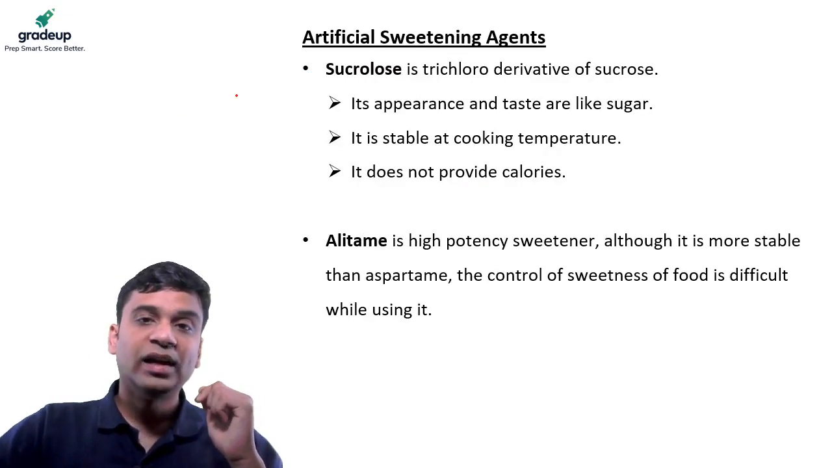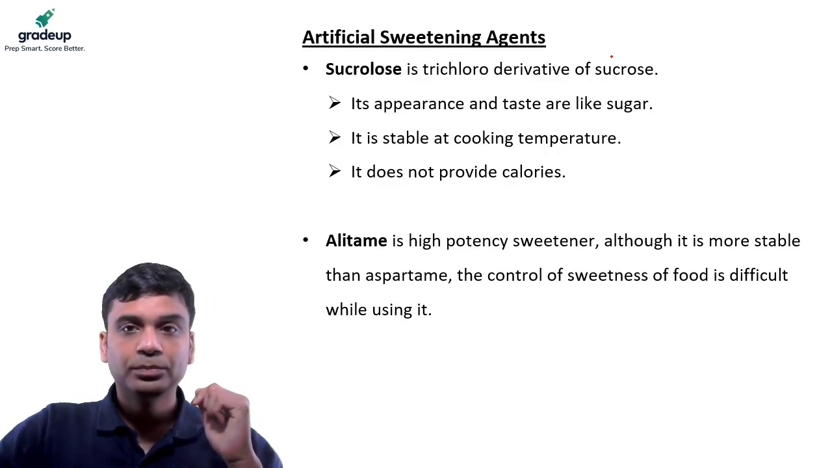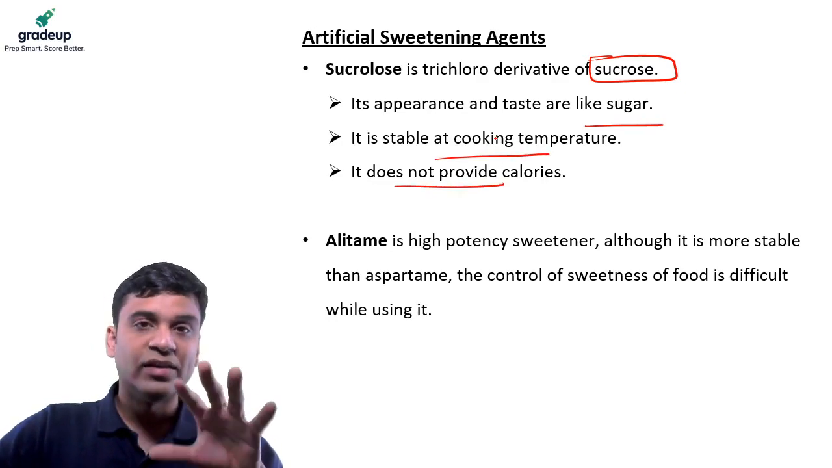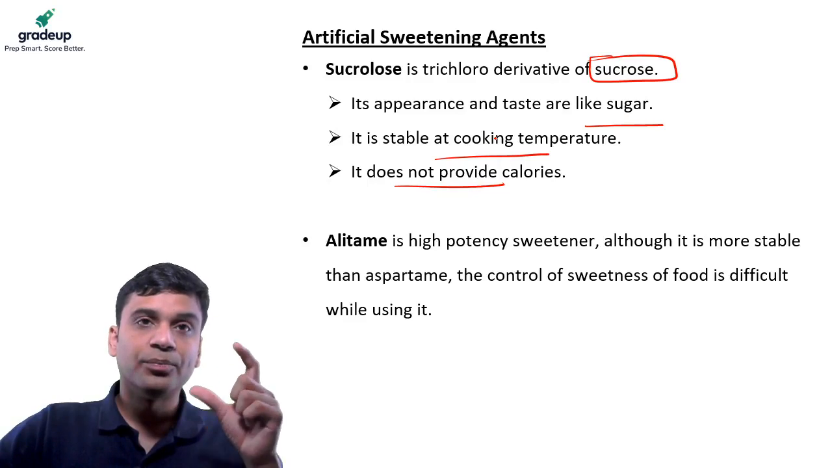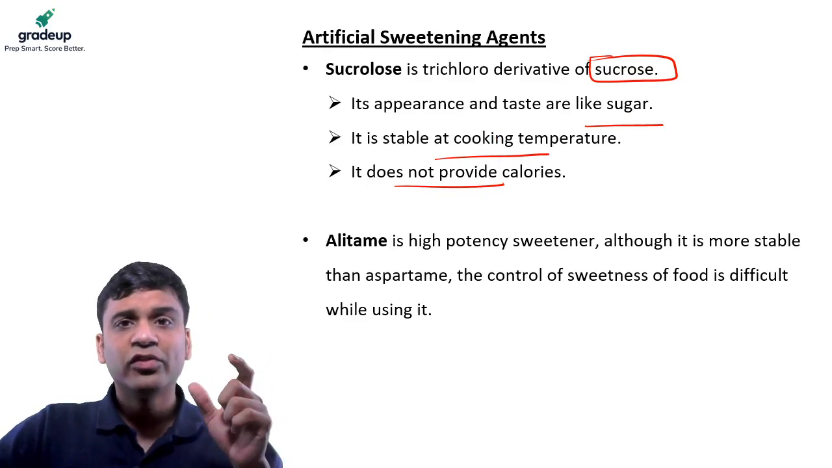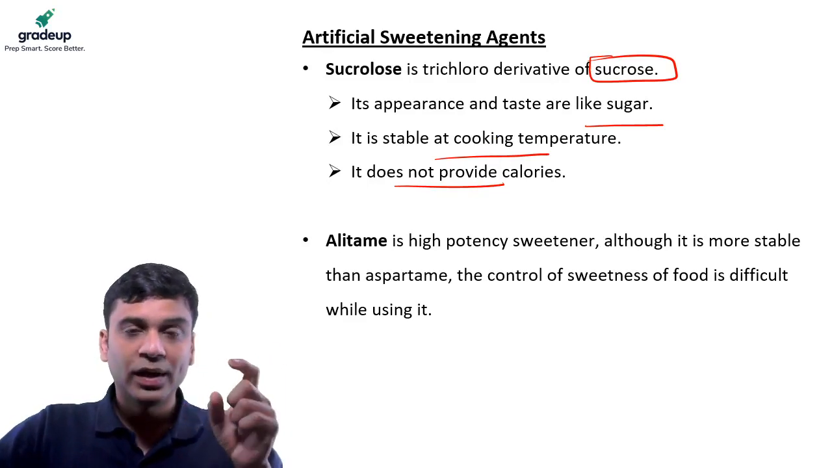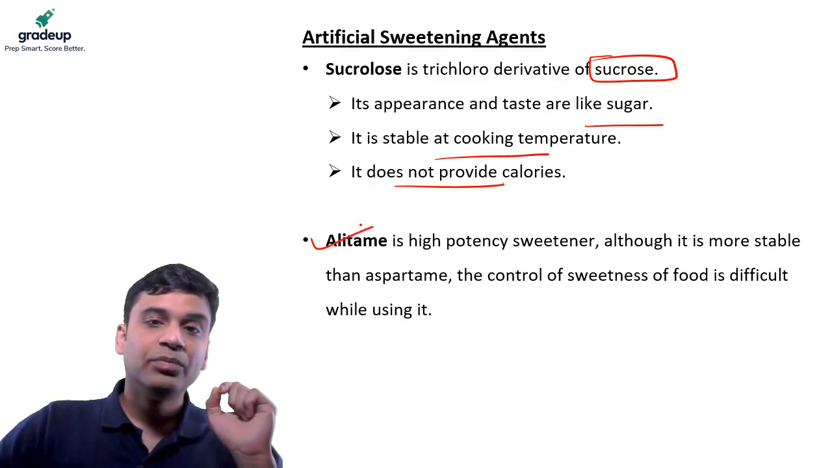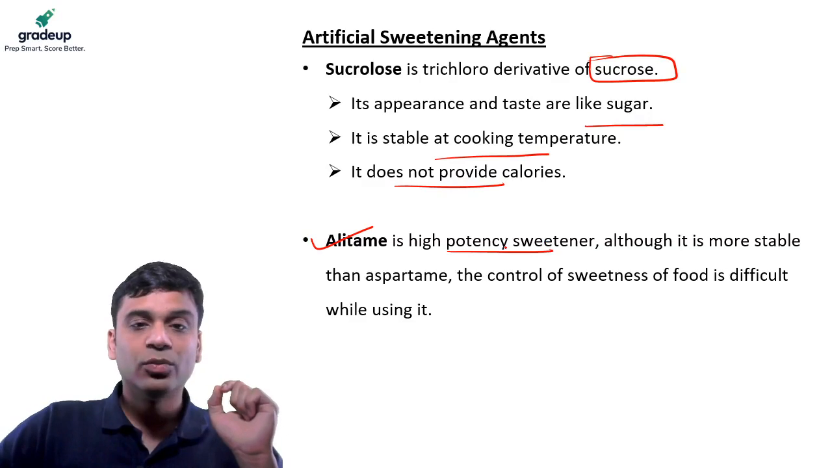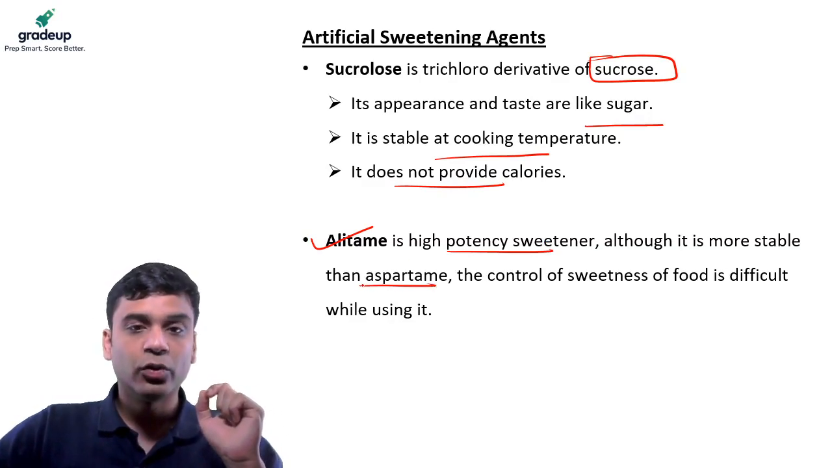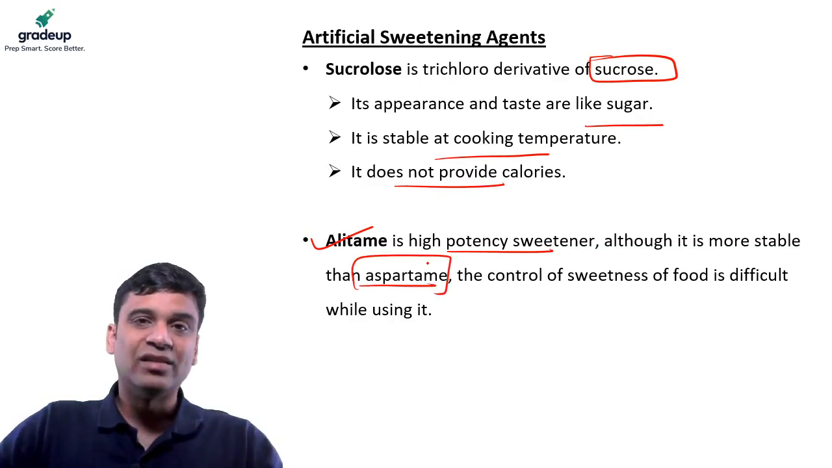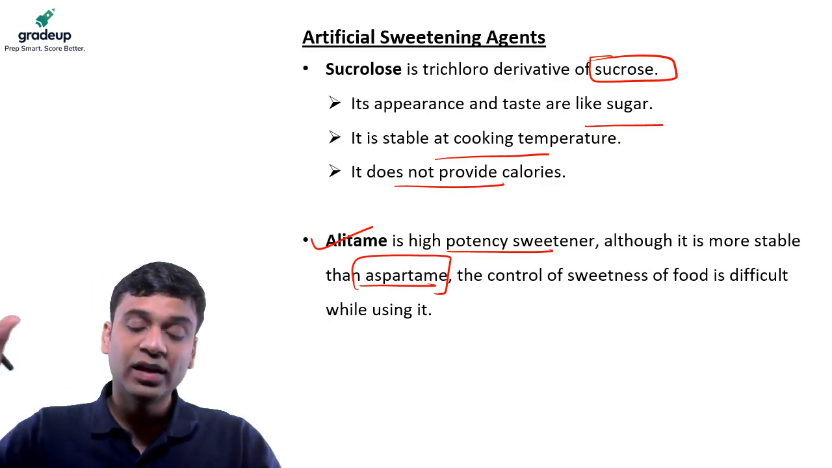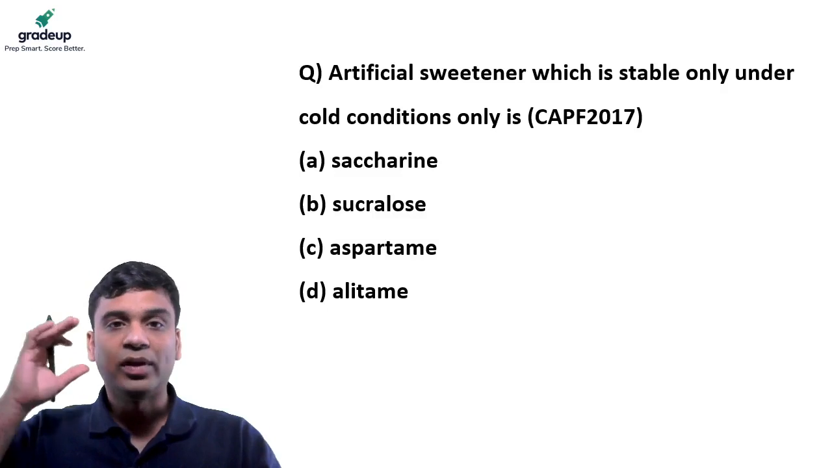Next, sucralose. It is a trichloro derivative of sucrose. It looks like sugar. It is stable at cooking temperature and has no calories. Like Sucrasmart, which is a sweetening agent, in those, sucralose itself is used. Similarly, alitame. It is a high potency sweetener. It is more stable than aspartame. That means you can use it for cooking, but you can't control its sweetness. If you add a little more alitame, it severely increases the sweetening property.